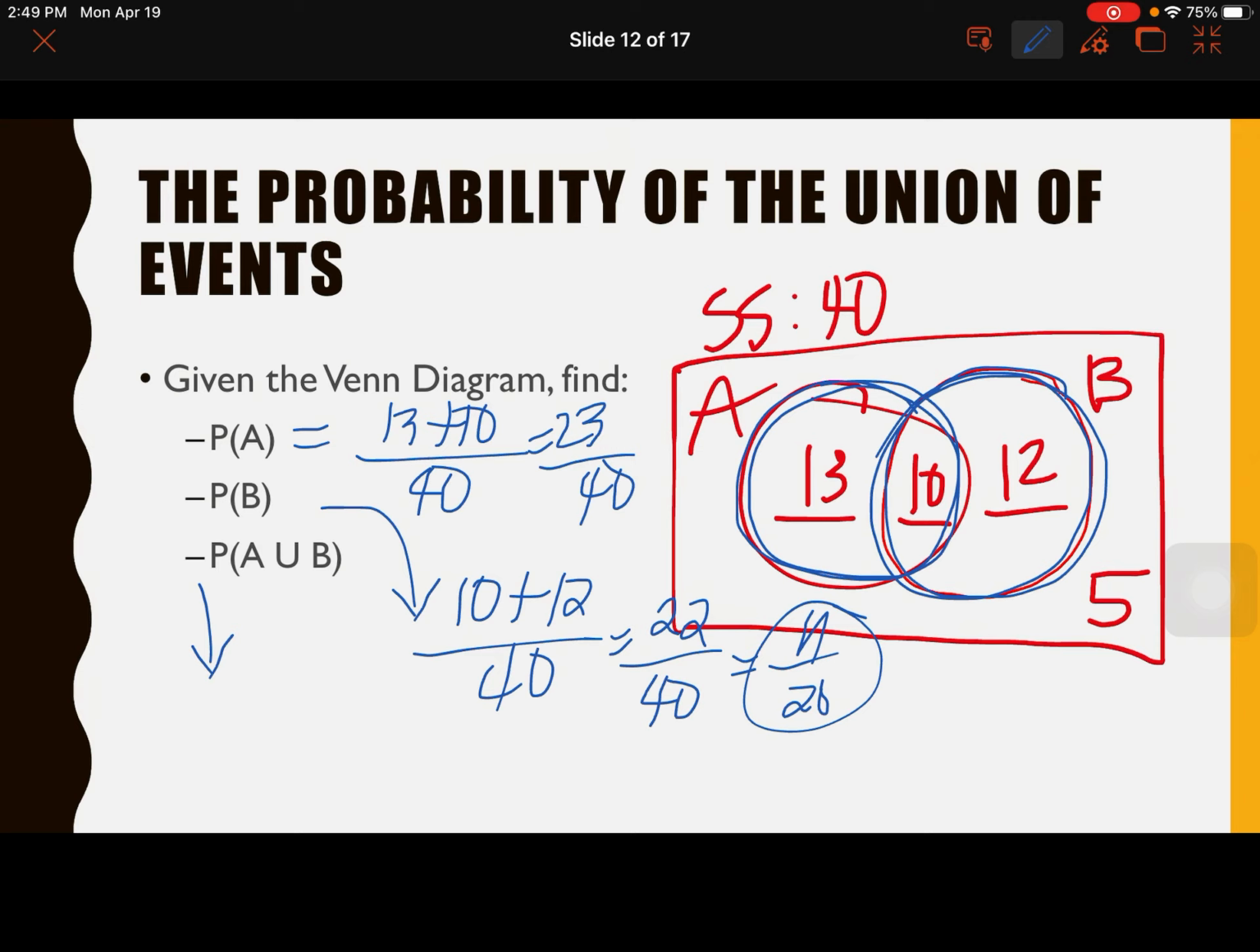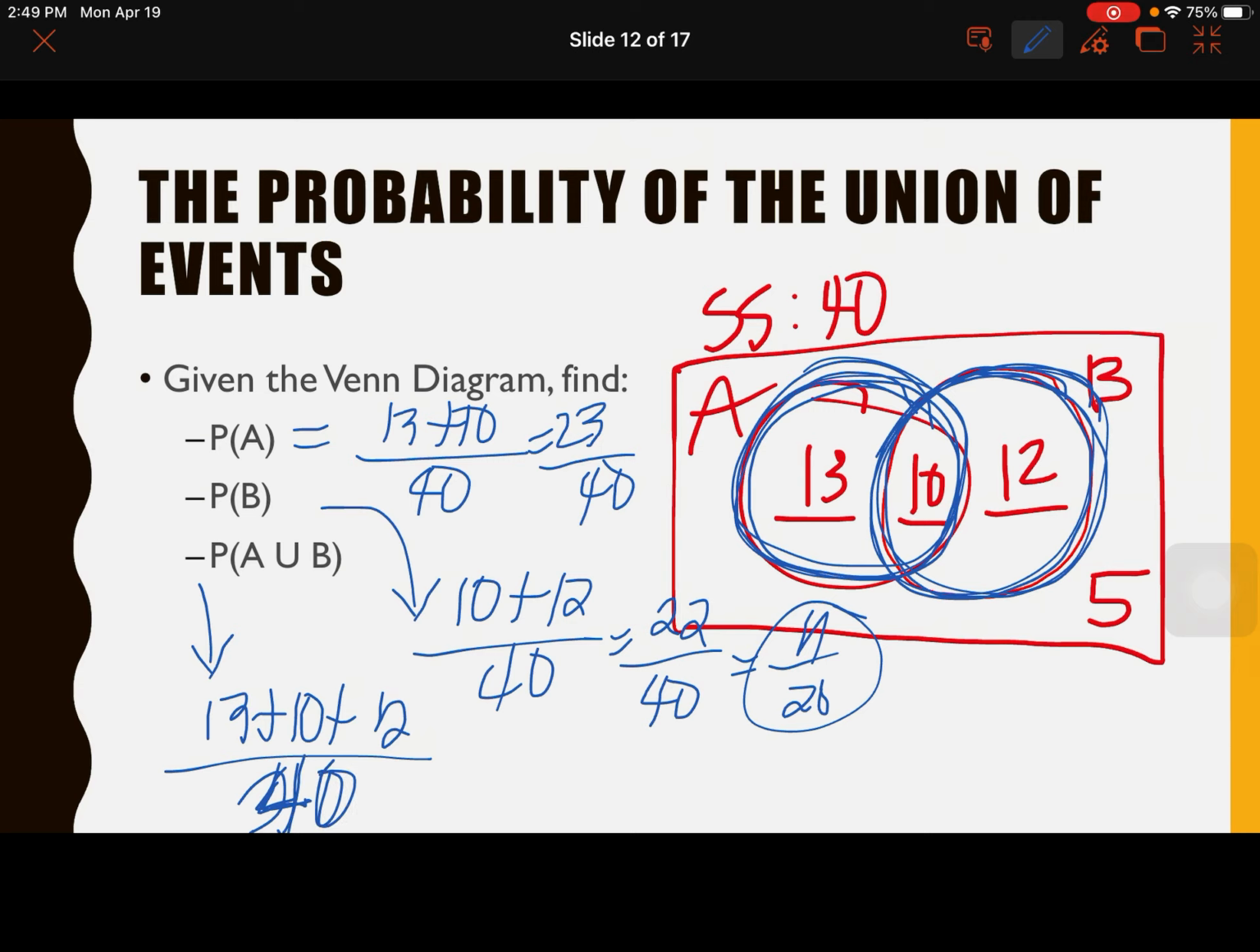So again, when we say union, pagsasama-samahin lang natin, or we're just going to add the numbers that are inside your circles. So that's going to be 13 plus 10 plus 12 over 40. Medyo nalito ako doon ng konti.